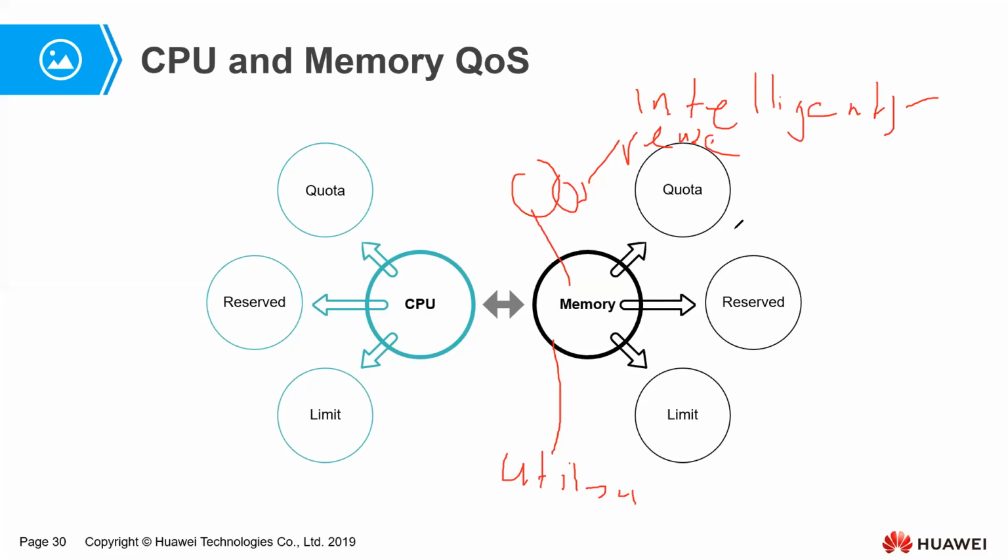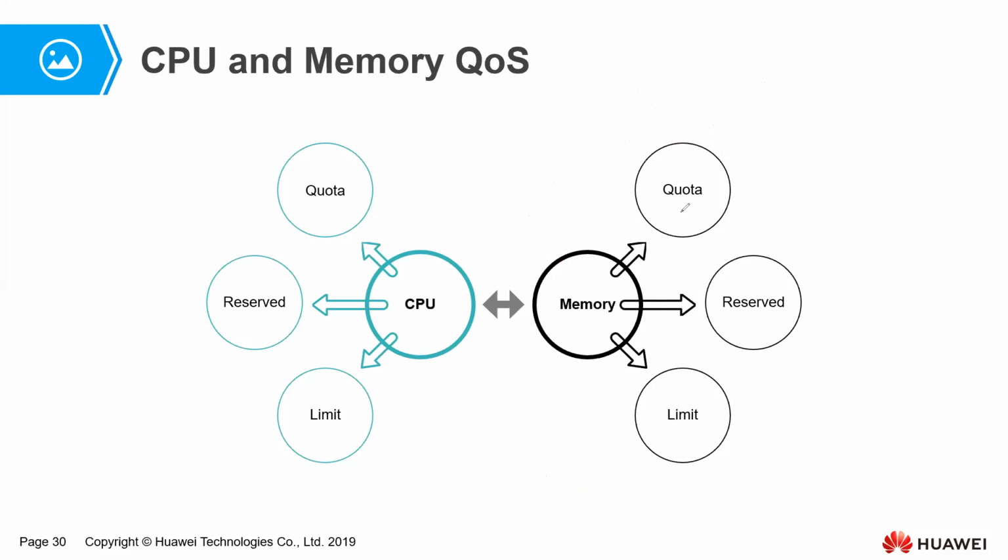The main principle of memory overcommitment is to first use the physical memory. So if we don't have enough physical memory, then we can think of using memory quality of service and memory overcommitment. Like CPU quality of service, memory quality of service also has these three: quota, reserved, and limit. And we have already looked at them.